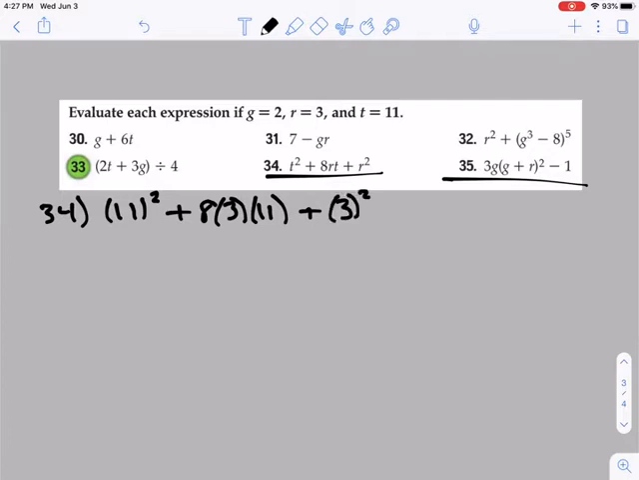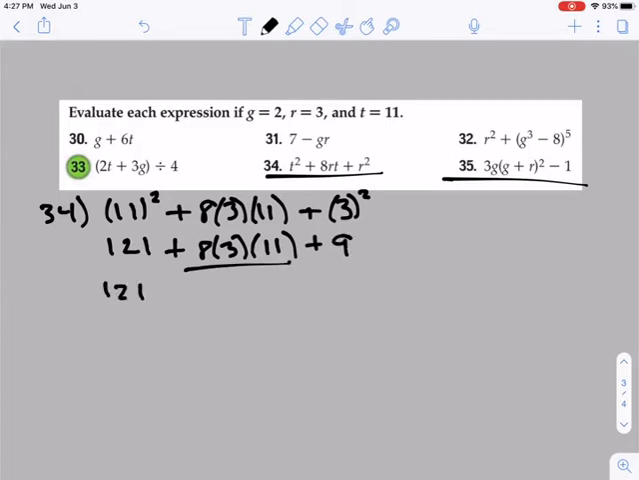I just have a thing about writing things that are being raised to exponents in parentheses. You don't have to do it if you don't want to. It doesn't really change anything, but for me, it's just a cleaner way of looking at it. So 11 squared is 121 plus, and then I'm going to just leave this how it is, and then let's do this. 3 squared is 9. All right, now let's deal with this.